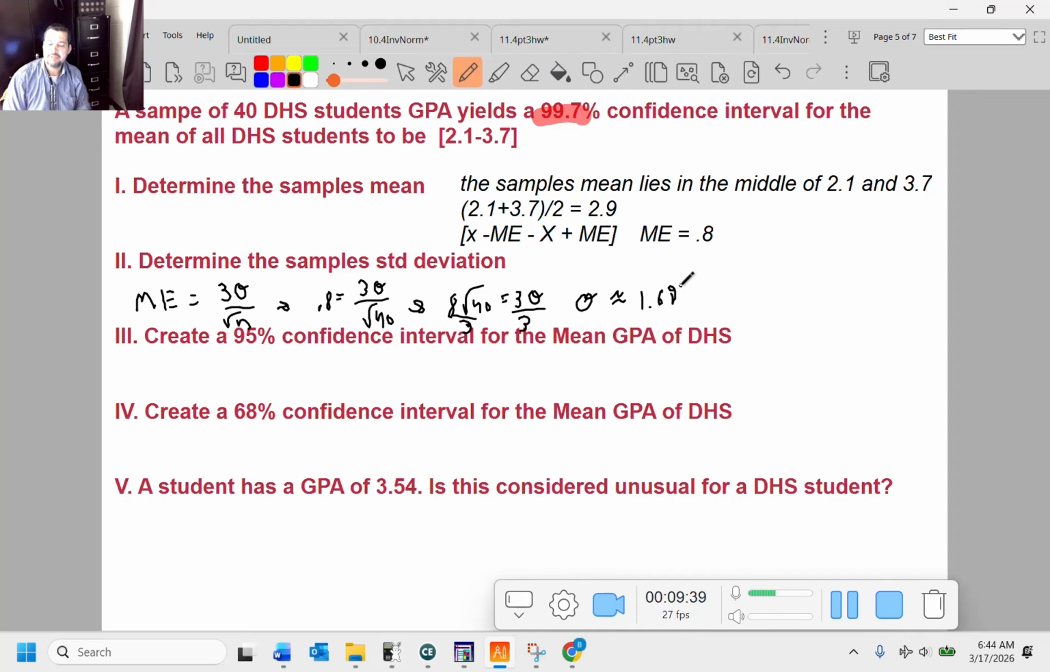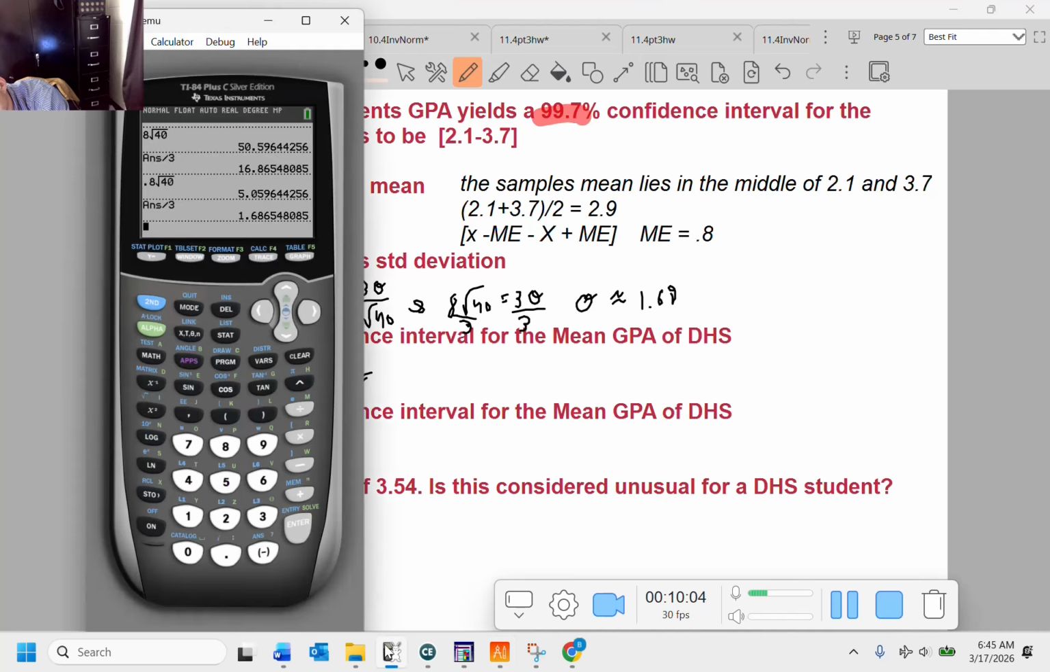All right, create a 95% confidence interval for the mean GPA of DHS. Okay, so the 95% confidence interval has a margin of error of 2 sigma over root n. So it's going to be twice 1.69 over the square root of 40. So let's see what that ends up being. 2 times 1.69 over root 40 is about 0.53.